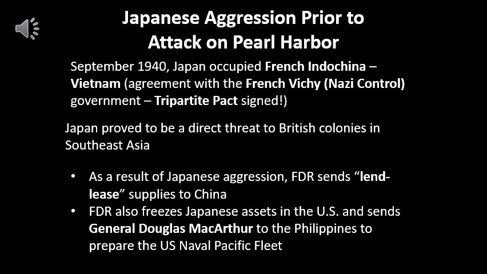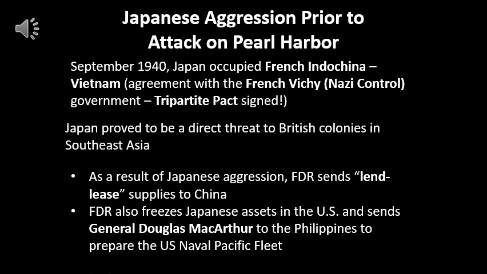As mentioned, in September 1940, Japan occupied French Indochina, Vietnam. This was an agreement with the French Vichy government, which was under Nazi control. And with it, Japan signed the Tripartite Pact. Japan proved to be a direct threat to British colonies in Southeast Asia.